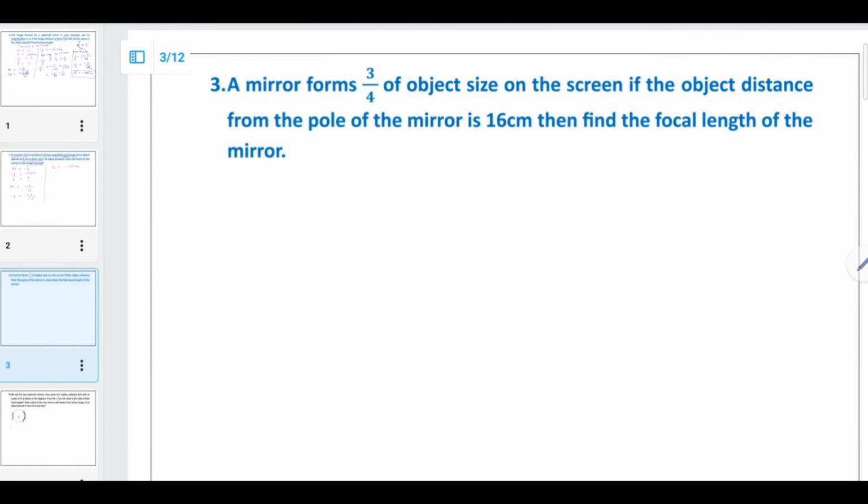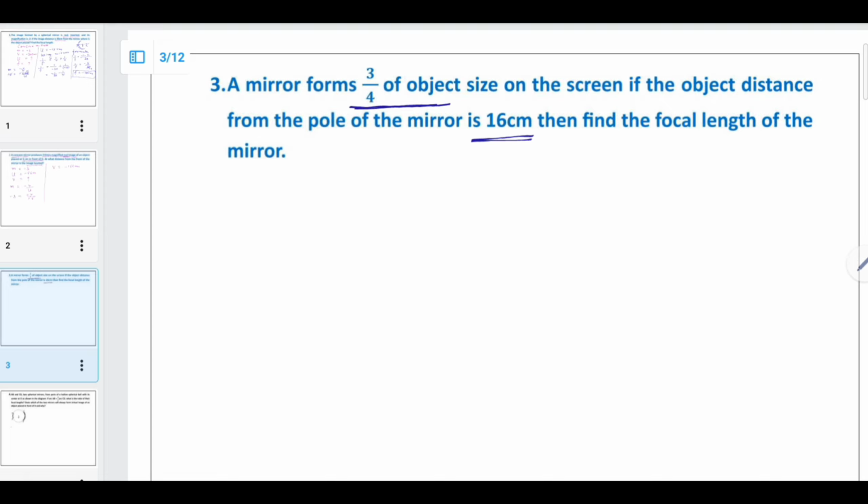Next question. A mirror forms a 3 by 4th size image of the object on the screen. If the object distance from the pole of the mirror is 16 centimeters, then find the focal length of the mirror. Let us read the question carefully. We don't know what the mirror name is here.